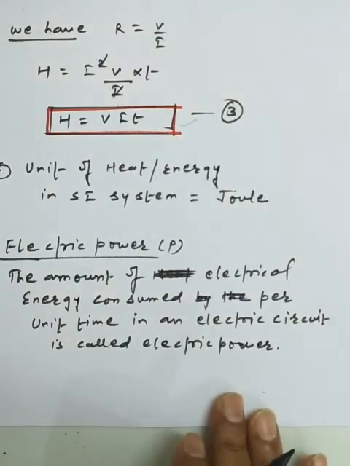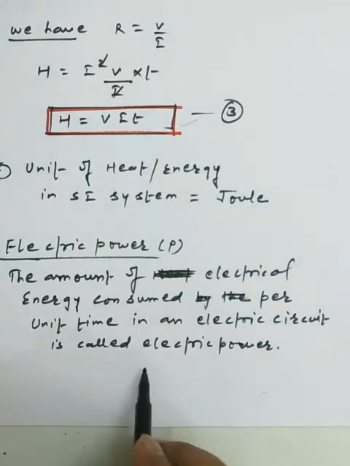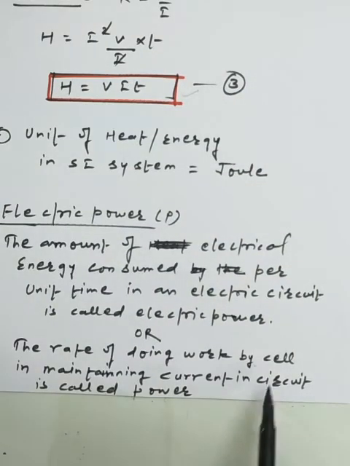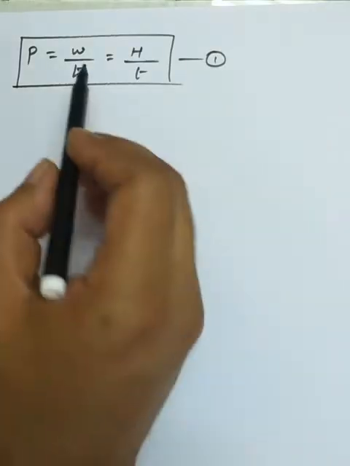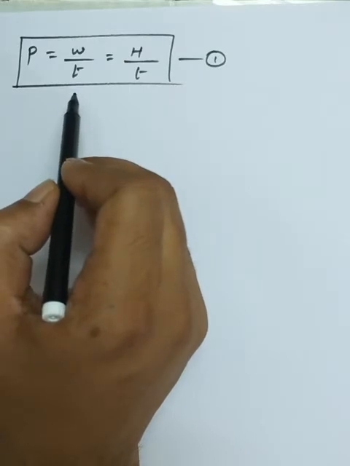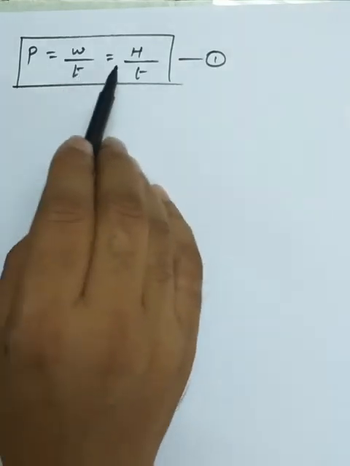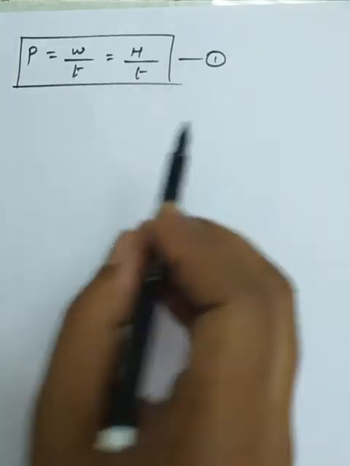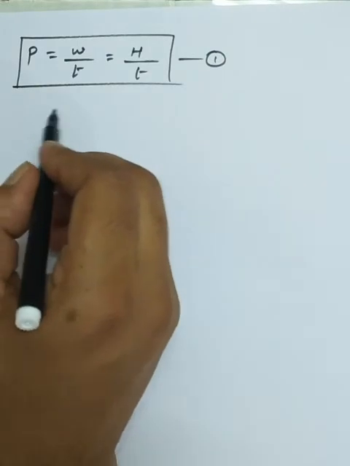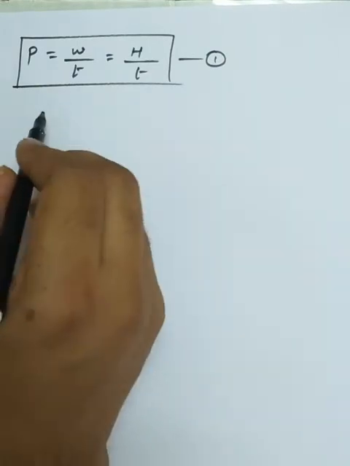Now the amount of electric energy consumed per unit time in an electric circuit is called the electric power, or in other words, the rate of doing work by a cell in maintaining current in a circuit is called the power. So these are the two simplest definitions we have. Now we go with the formula. The work done per unit time for a device is called the power. We use the formula W upon T, that is equal to H upon T, as equation number 1. Now we have the following formulas for power.